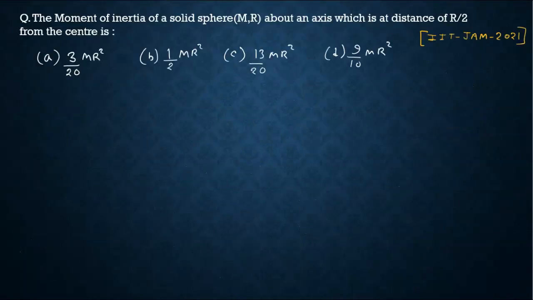Let's go to the next question from JAM 2021. This question is saying the moment of inertia of a solid sphere about an axis which is at a distance of r by 2 from the center. This is quite straightforward.